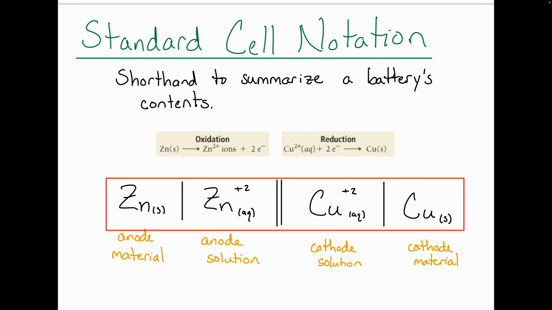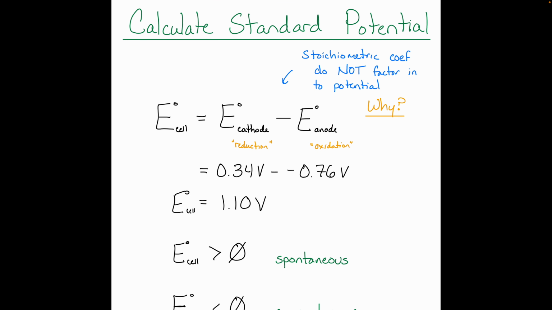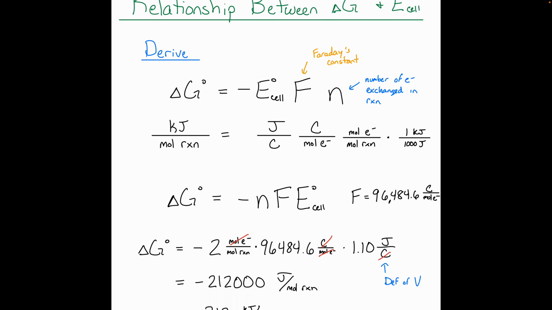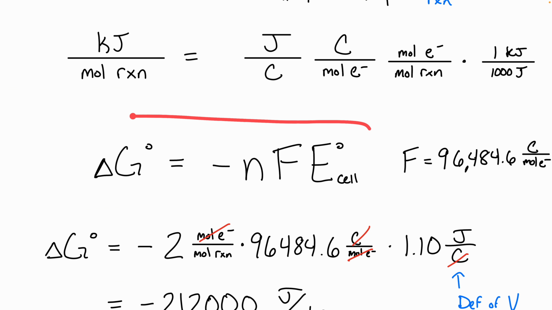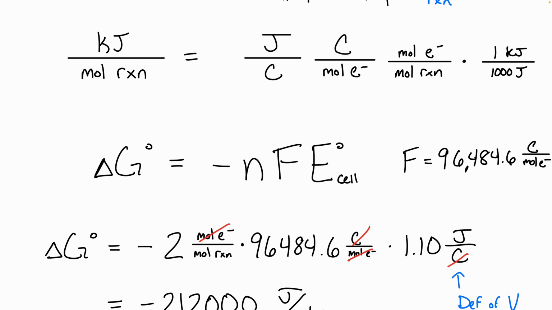We can calculate how strong that battery is, how strong the electrons are being pulled from one end to the other, by calculating the standard potential. There's a very simple cathode minus anode equation here. There's a relationship between our delta G and our standard potential that will allow us to calculate the free energy of that battery as well.